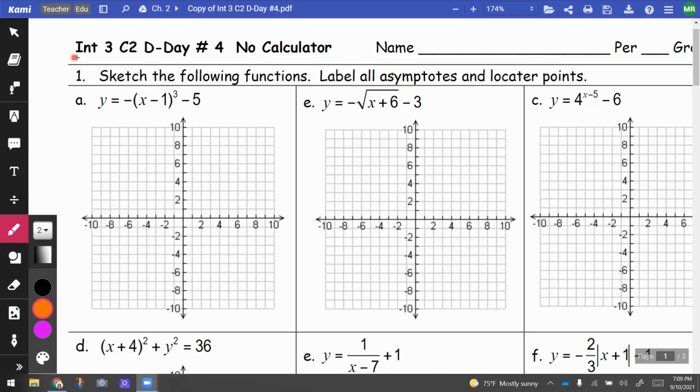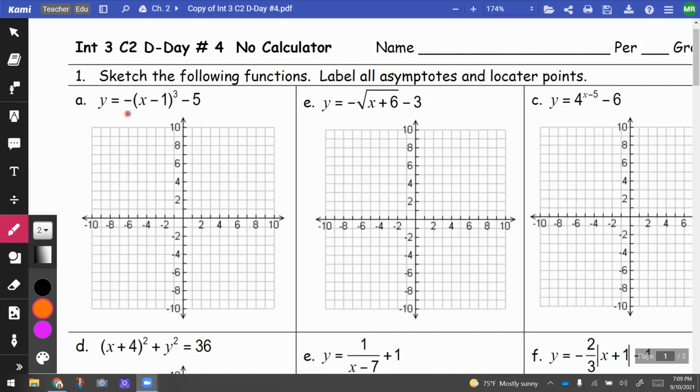So this video is on Integrated 3, Chapter 2, D-Day number 4. When we're graphing this very first function here, this is going to be a cubic graph. And you want to pay attention to the stretch here is a -1. So it's going to flip this graph.